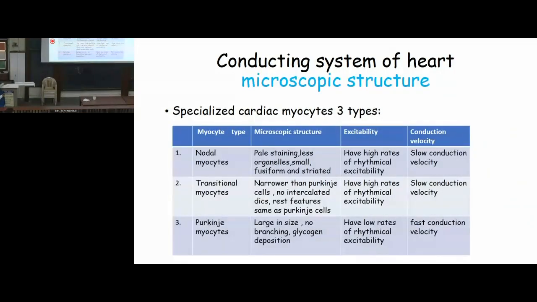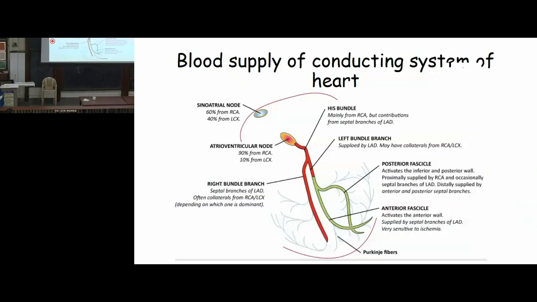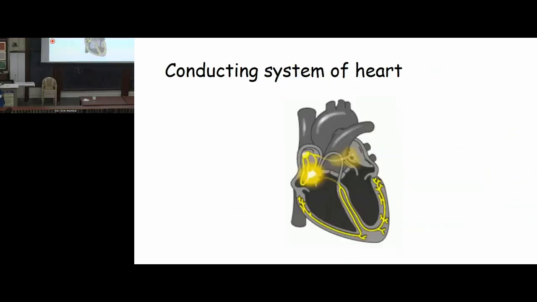Specialized cardiac myocytes are of three types: nodal myocytes, transitional myocytes and Purkinje myocytes. The nodal myocytes have slow conduction, transitional have slow conduction velocity, and Purkinje are fast. So here this is completely the conducting system and its blood supply. SA node is supplied 60% by the right coronary and 40% by the left coronary artery. Like that the blood supply is there. Atrioventricular bundle, then bundle of His, then the left branch, right branch, then Purkinje fibers. So this is the conducting system of the heart.